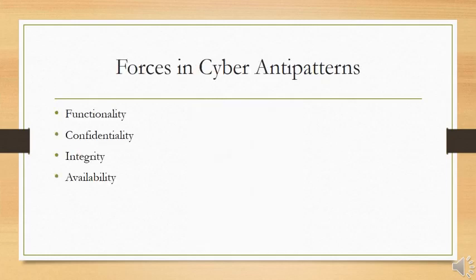Forces in cyber antipatterns. The major types of forces in antipatterns include primal, horizontal, and vertical forces. Primal forces are pervasive design forces present in almost every design decision. Horizontal forces are forces that can apply in all domains. Vertical forces are domain or system specific design forces. The primal design forces in cybersecurity domain include management of functionality, management of confidentiality, management of integrity, and management of availability.